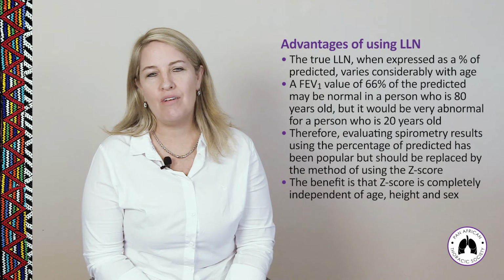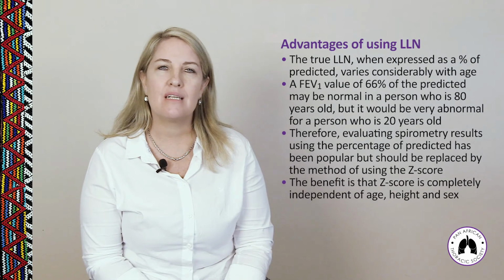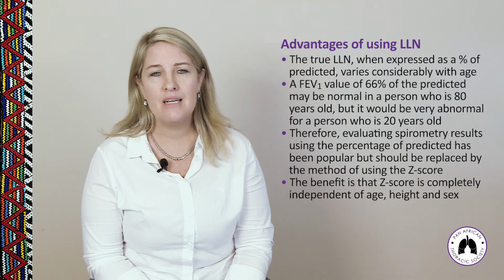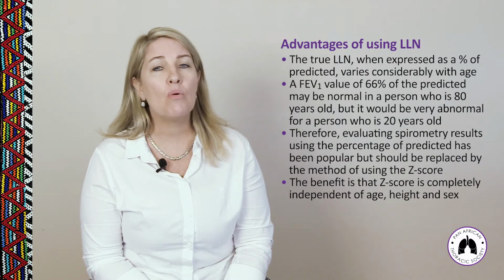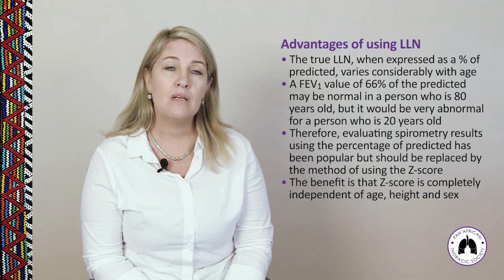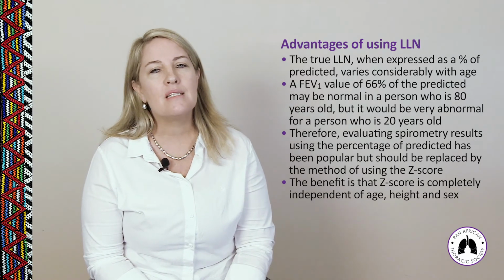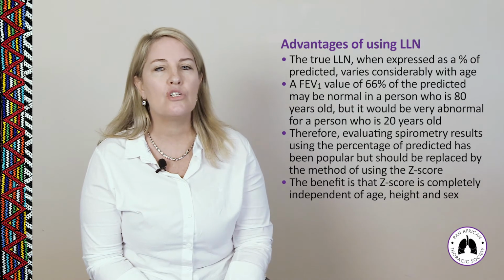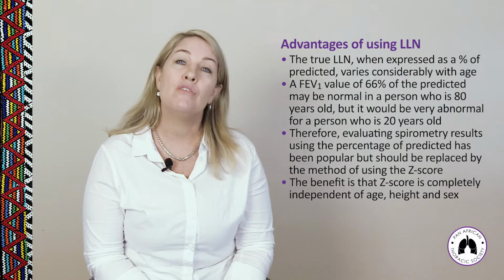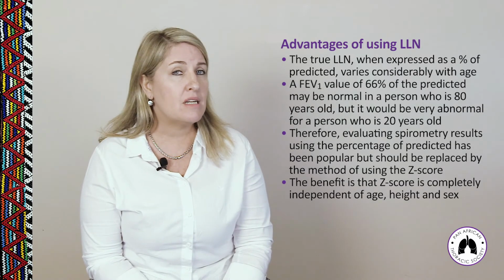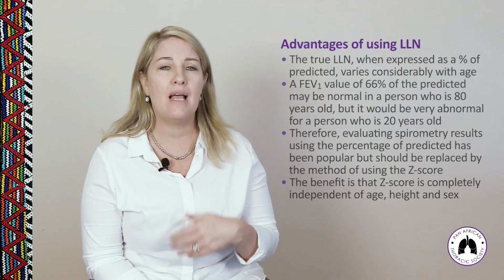Advantages of using lower level of normal. So the true lower level of normal, when expressed as a percentage of predicted, varies considerably with age. An FEV1 value of 66% of predicted may be normal in a person who is 80 years old, but it would be abnormal for a person who's 20 years old. Therefore, evaluating spirometry results using the percentage of predicted is very popular, but it should be replaced by the method of using the Z-score. The benefit is that the Z-score is completely independent of age, height, and sex.